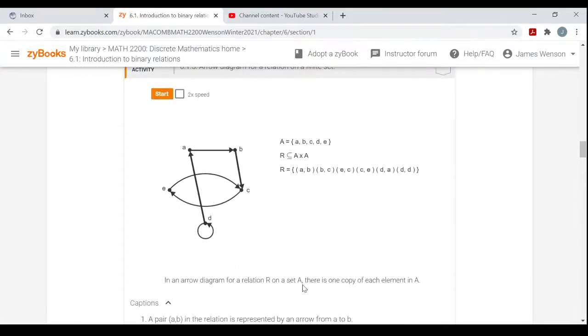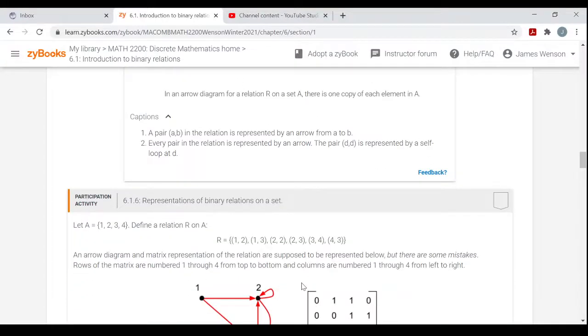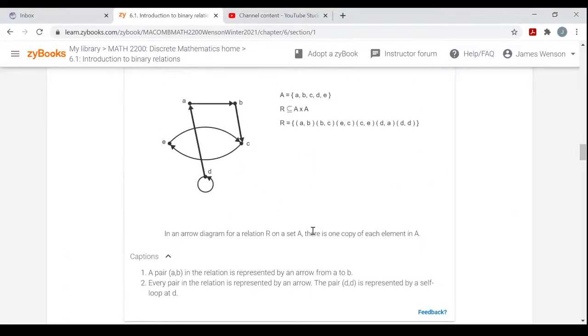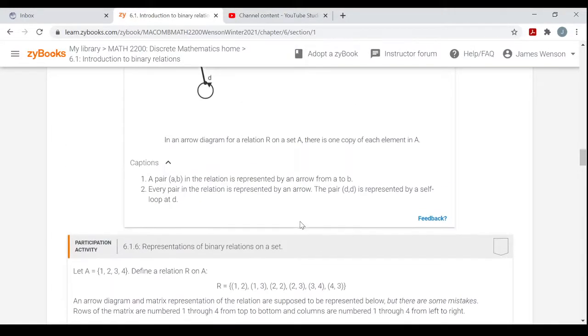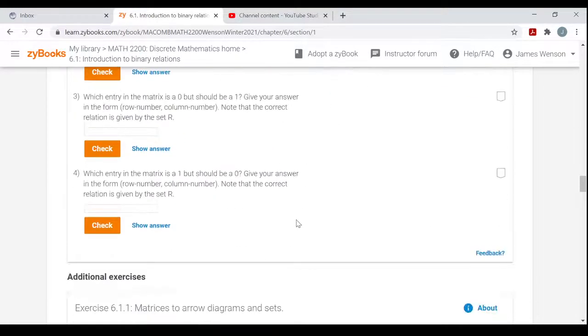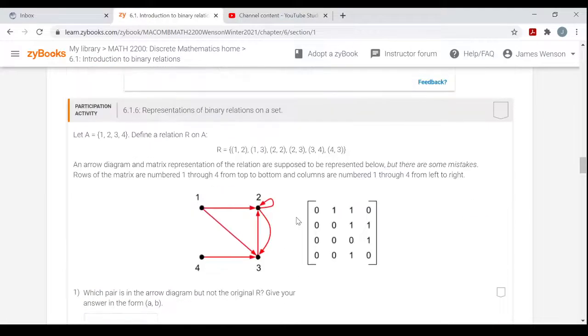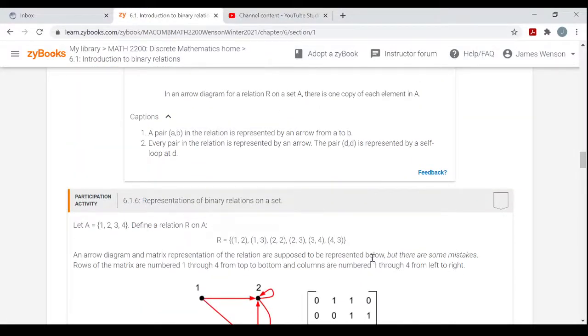All right. And you can watch the animation if you want on that. And then again, you can make a little matrix for this, and I'll make a matrix. So look at this example here, and I'll do this on paper. I'll write this relation up and show you the arrow diagram, called a directed graph, and a matrix representation for this relation.